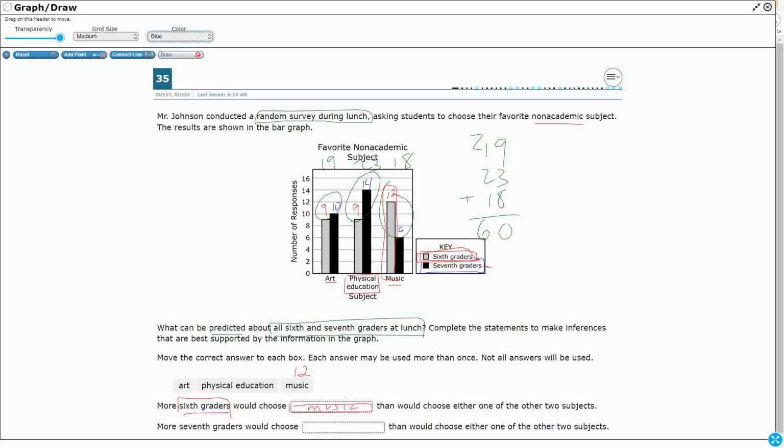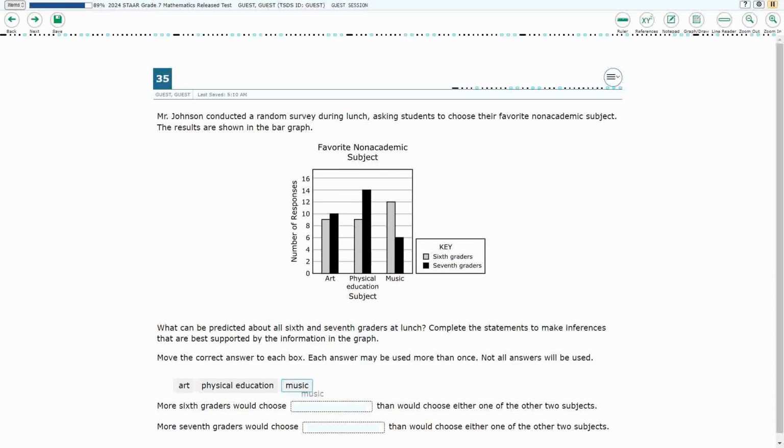More 7th graders would choose. It looks like we're doing the same thing. We're literally just saying which one is the most. And all we have to do is distinguish between 6th graders and 7th graders, because the ending is would choose either one of the other two subjects. So it's the same thing, 7th graders, right there, tallest bar. It's going to be PE, that's 14. So I'll just write physical education. I will just abbreviate that as PE. So music and PE, those are our two answers. Music and physical education, there we go.